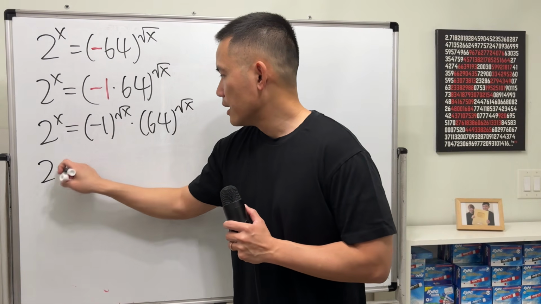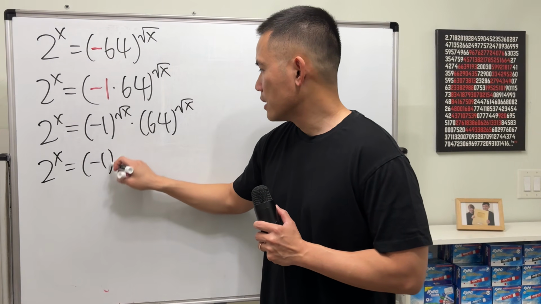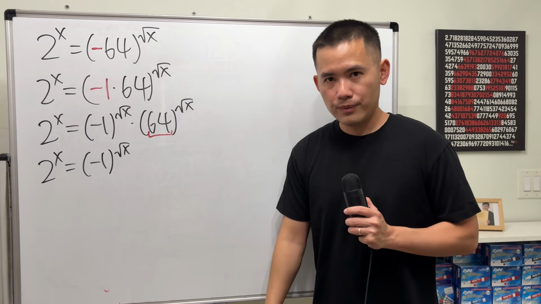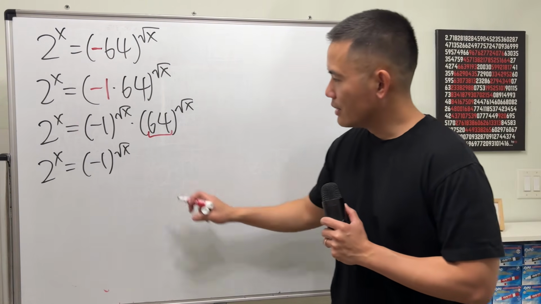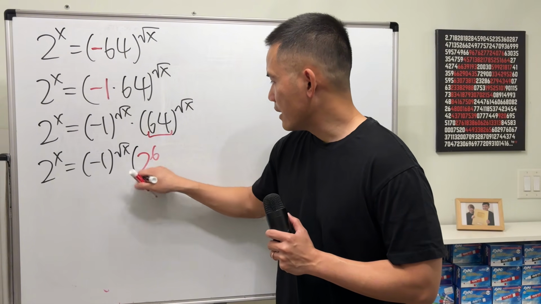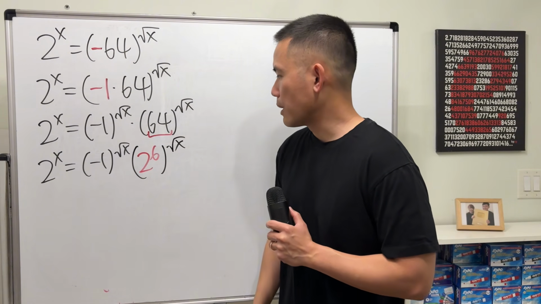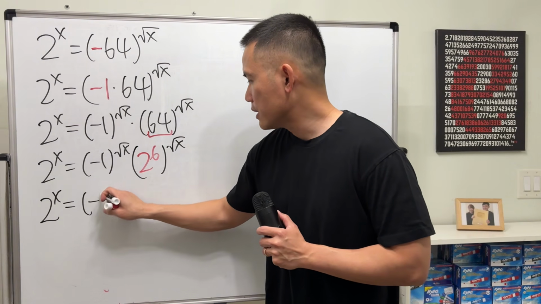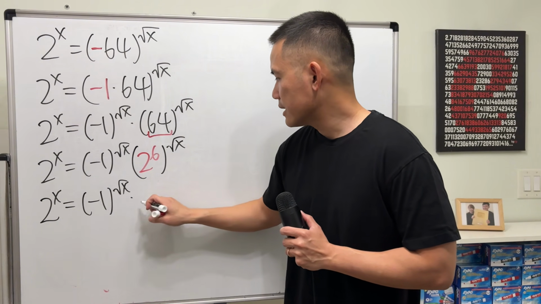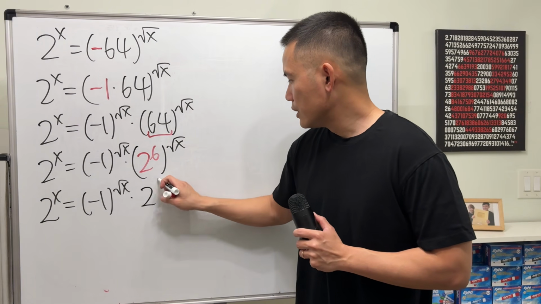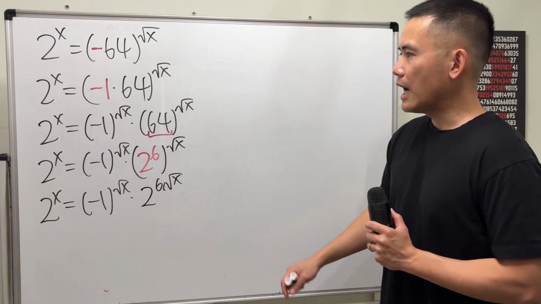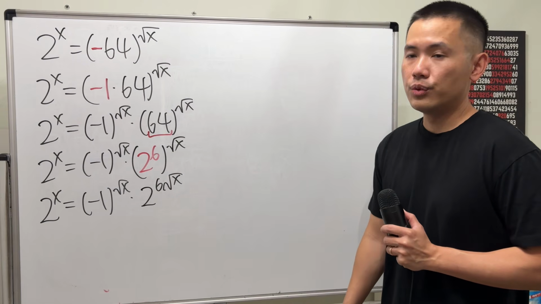And then this is quite nice because 64 happens to be 2 to some power. What power? The 6th power. So let's write that and then raised to the square root of x power. And then we can just multiply the exponents here and we get 2 to the 6 square root of x power. So that's just a clean up for now, but how can we continue though?